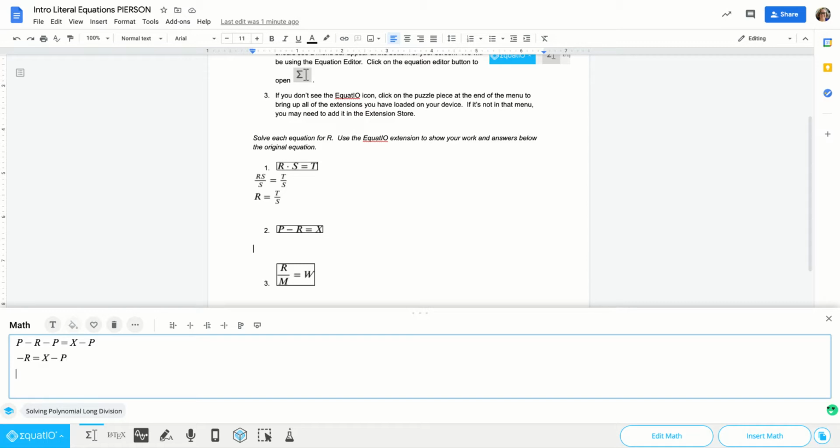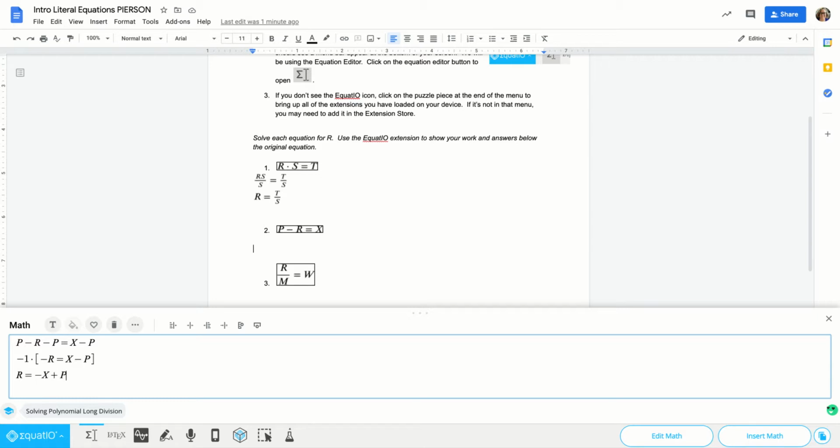So I am going to take one more step to get rid of that negative sign. I'm going to put parentheses or brackets around the entire equation and multiply everything by -1. Everything. So basically I'm multiplying -R by -1, and then I'm also multiplying X minus P times -1. What that does is it changes the sign on everything in the equation. So now the -R becomes positive R, the positive X becomes a negative X, and the negative P becomes a positive P.